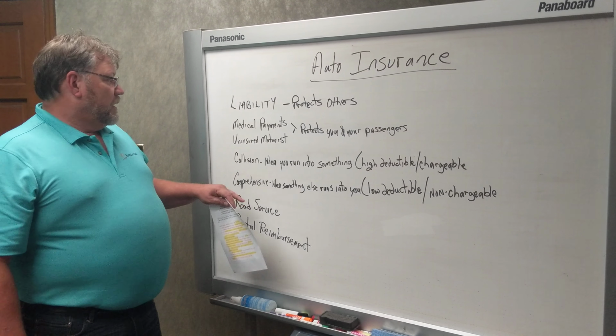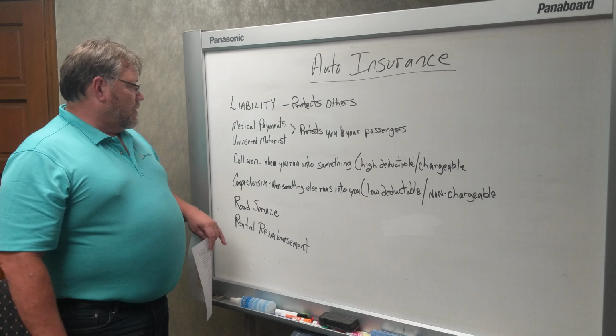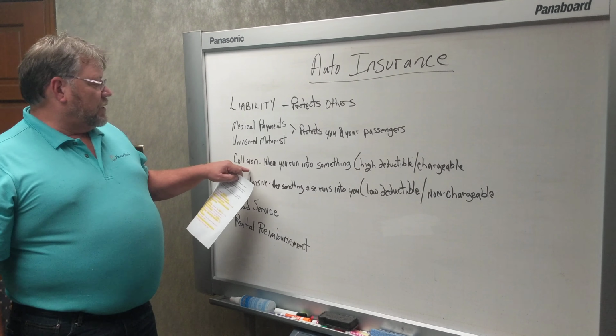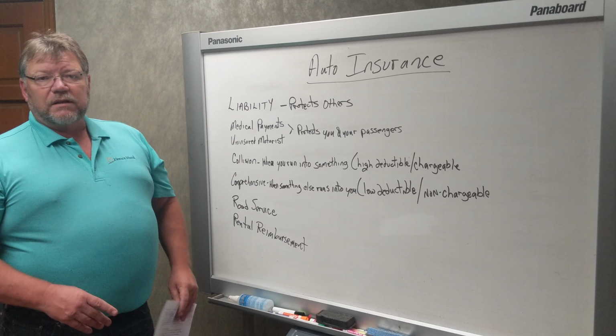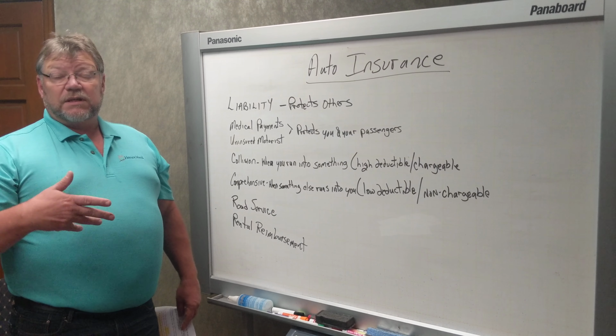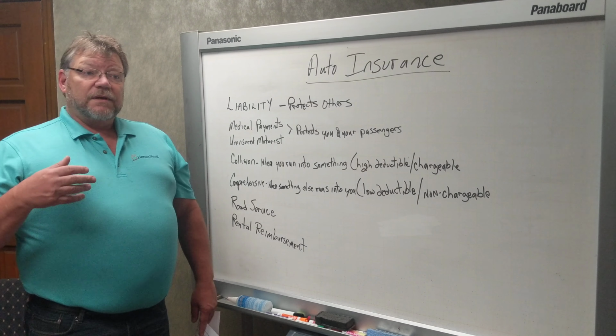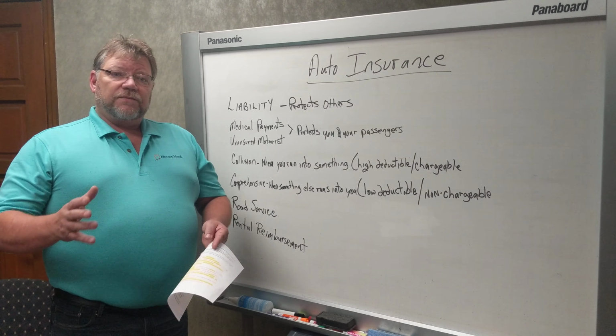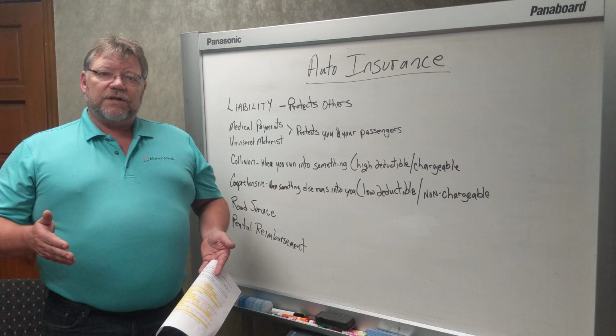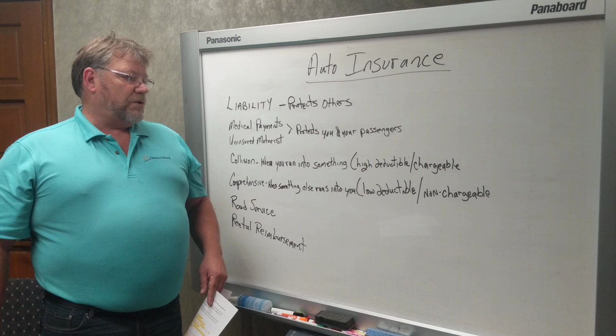Then we go down to coverage on your car, and the first coverage that we're going to talk about is collision. And basically collision means that you ran into something and damaged your car and it was your fault. Now when you file that claim, that's a chargeable claim. So you file it and it's going to make your insurance rates go up for 3 years. They're going to surcharge it.